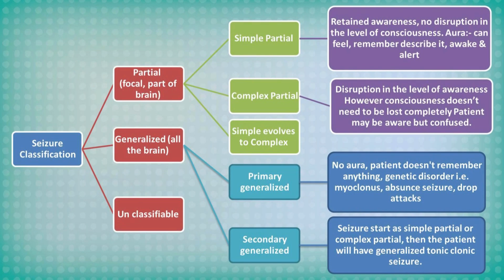Examples of that are myoclonus, absence seizures, and drop attacks, which are examples of primary generalized seizures. Secondarily generalized seizures are in fact more common, where the seizure starts as simple partial or complex partial, or simple partial that evolves to complex partial, and then the patient will have a generalized tonic-clonic seizure. So it is very important when one takes the history of such a patient. In any patient with generalized seizure, it's important to pinpoint or identify any focal onset, because that will help in classifying the seizure into either secondarily generalized or primary generalized.